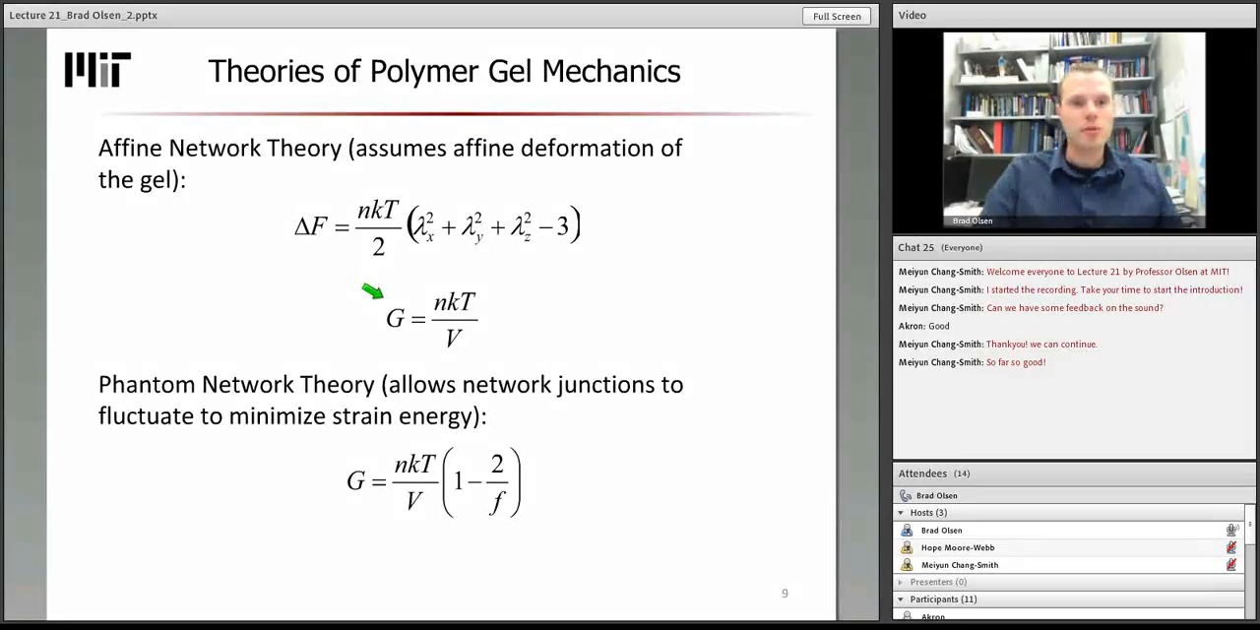We find a very simple formula: the shear modulus is equal to the number of elastic strands times kT, the Boltzmann constant times temperature, divided by the volume of the system. And so if we recast N over V as the density of elastic strands in the system, then we can say that the shear modulus is simply proportional to the density of elastic strands in the system times kT. And so the affine network theory tells us that a stiffer polymer gel will have more polymer strands per unit volume, whereas a softer polymer gel will have fewer polymer strands per unit volume.